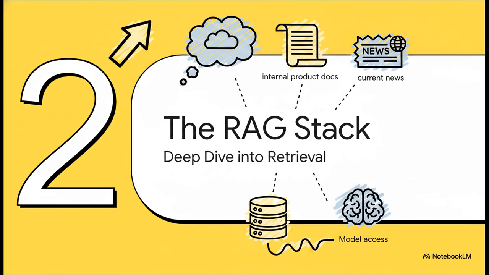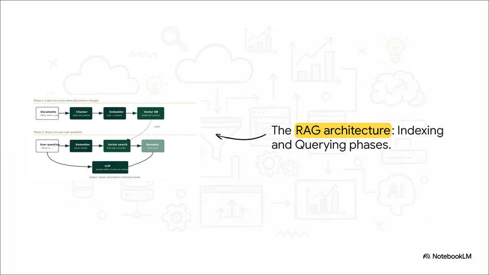Moving right along to Section 2. Let's do a deep dive into the RAG stack. Look, RAG is absolutely the most vital tool in your modern engineering stack when it comes to giving a model access to your own specific proprietary data. If your model needs to know about, say, your internal product docs or breaking news, this is your standard go-to pattern.